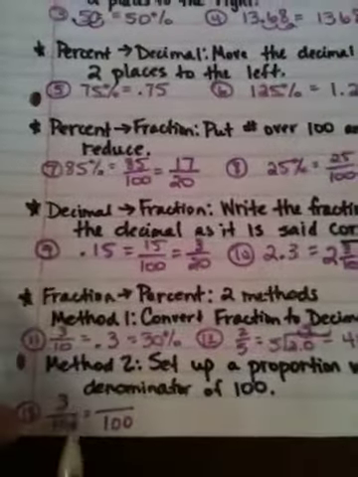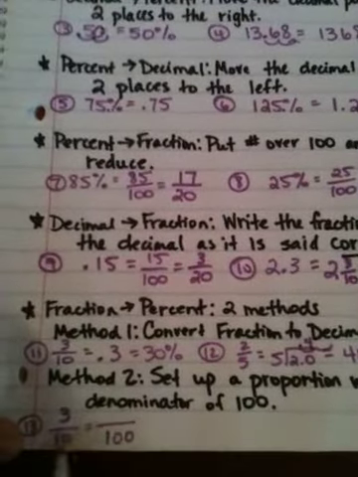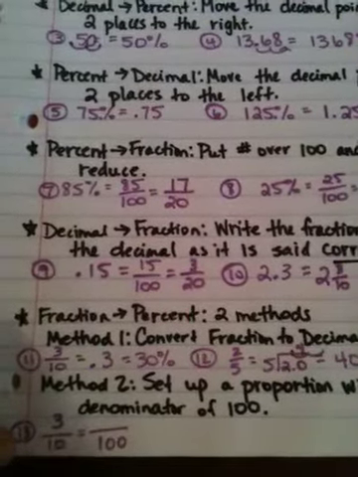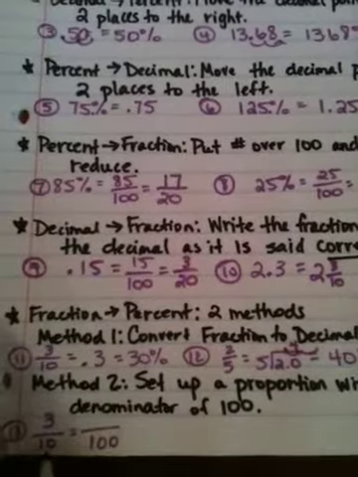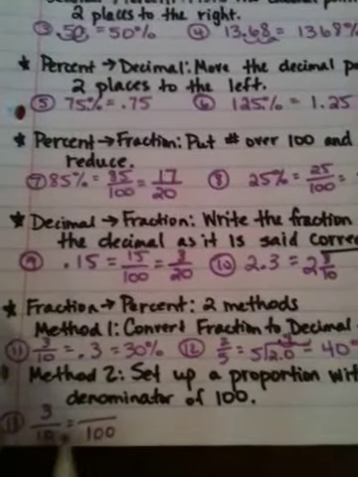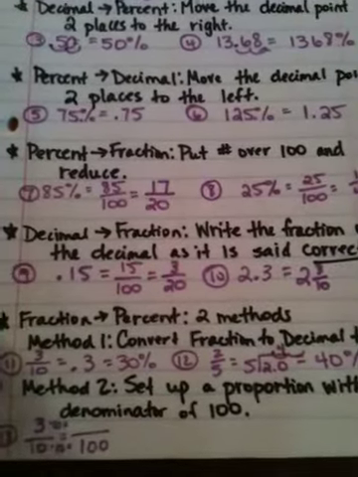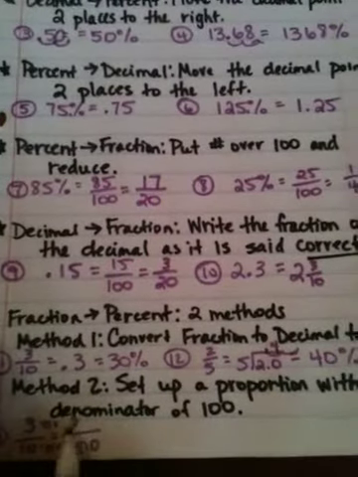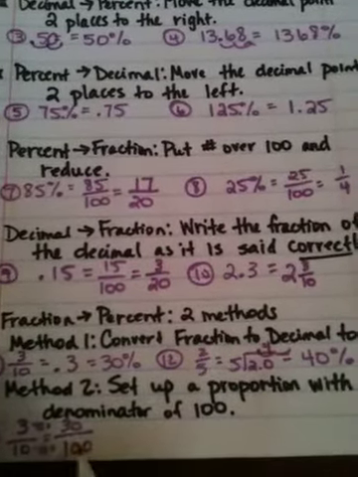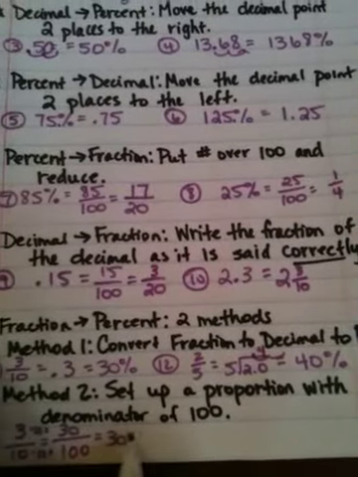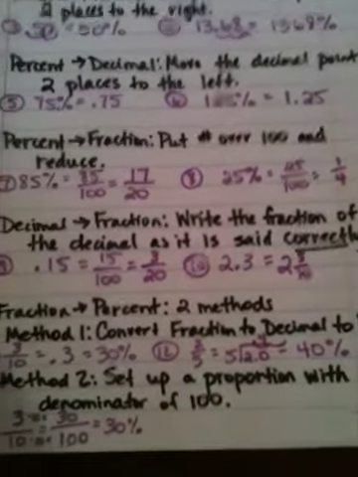Okay, so from here, you can solve this proportion one of two ways. You could cross multiply, or you could realize that 10 goes into 100 10 times, and then multiply the top by 10, and you come up with 30. So 30 out of 100 is 30%.